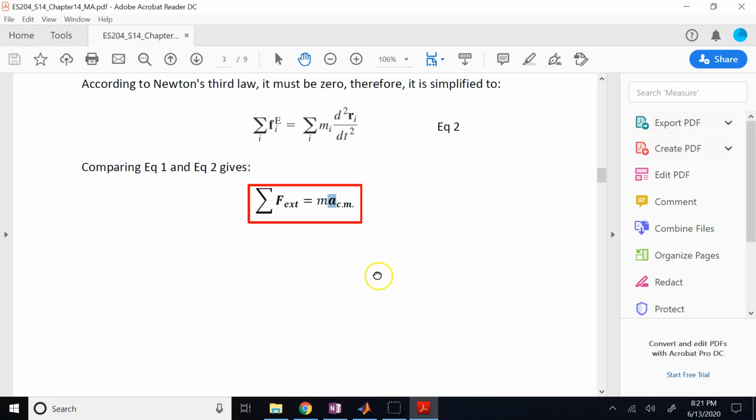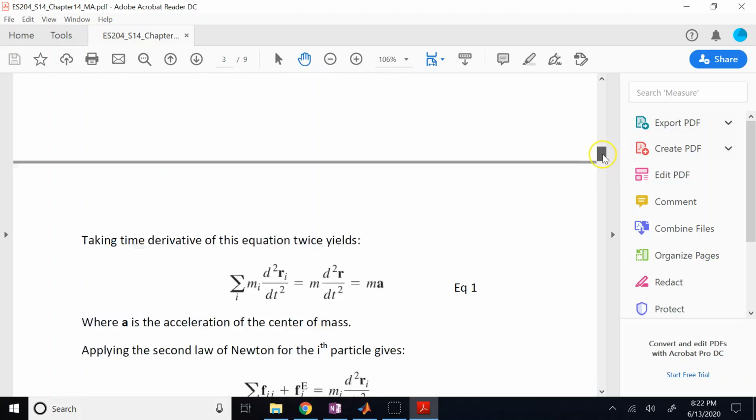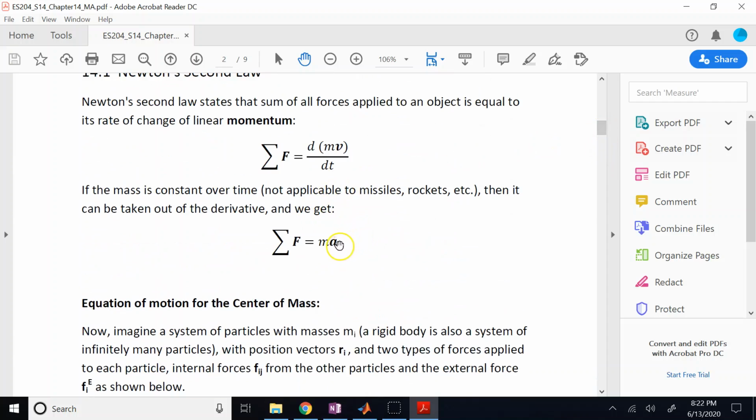Now, that's one example just to clarify. The other thing is about this acceleration term. When we say acceleration, whether it's here or in Newton's second law for a single particle, this acceleration is measured with respect to what?